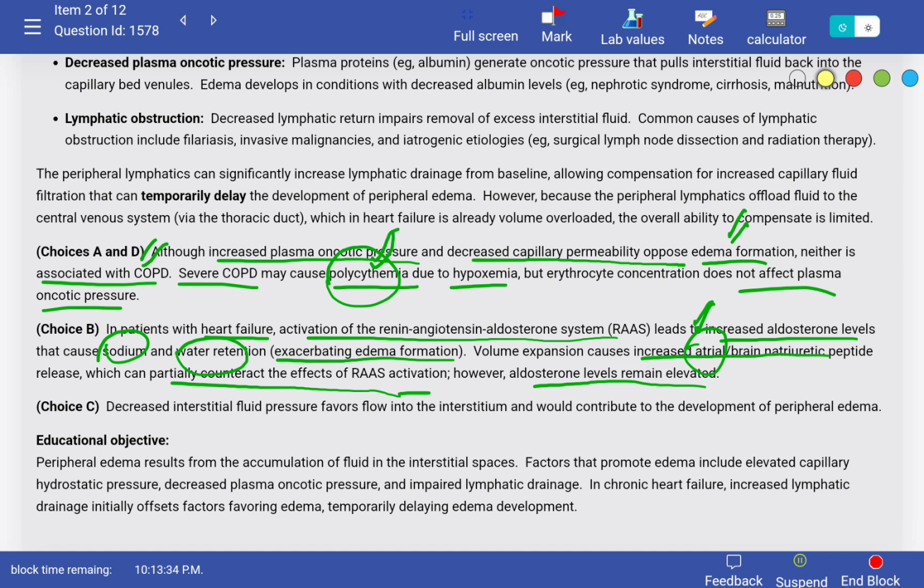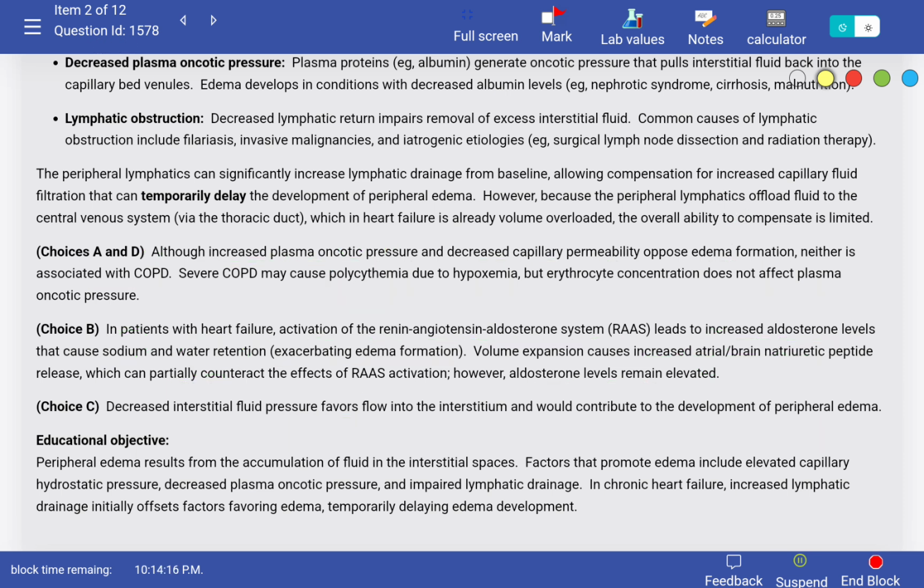Why not option C? Because decreased interstitial fluid pressure favors flow into the interstitium and would contribute to the development of peripheral edema. But in this case they are not asking about factors that would contribute to the development of peripheral edema. They are asking which are the factors that would decrease the formation of peripheral edema, right?